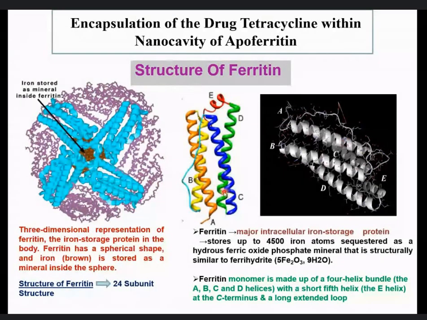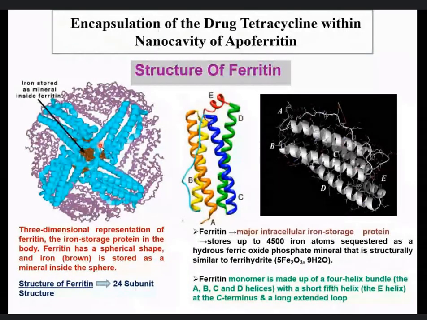This is the monomer, and 24 of such monomers form a kind of spherical structure. You see that the iron atom is there. One ferritin molecule can store 4,500 iron atoms, and that is the source of iron in our body. If you are iron deficient, then this iron must be depleted, so you have to take iron from the outside.